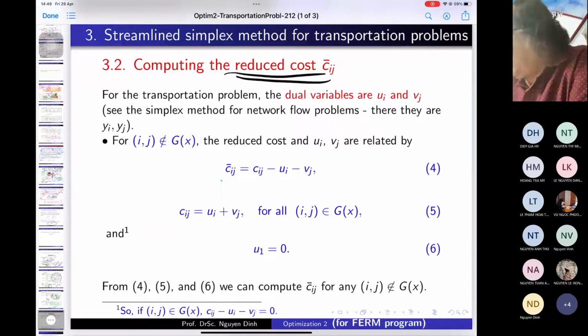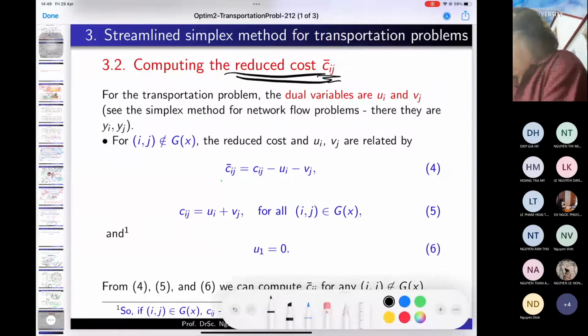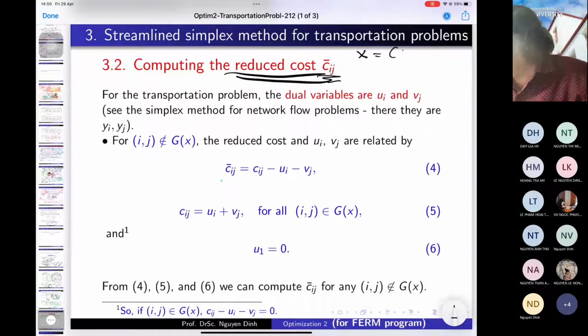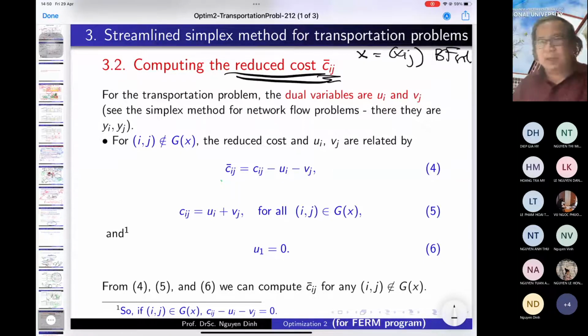So now we find out the reduced cost C bar ij. But remember, always before proceeding with the streamline method, you have to do what first? First of all, you have to find, by any method such as the northwest corner, the xij. It is a BF solution. You have this first. Is that okay?